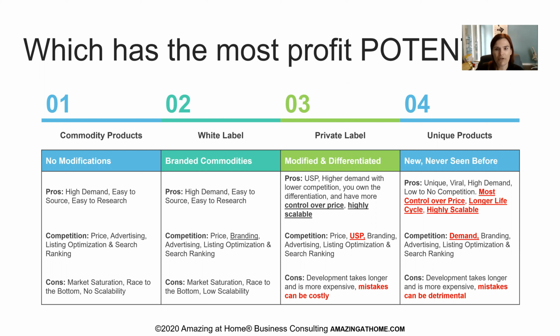So really, we are only competing with private label and unique products on the demand and the unique selling point, versus on white label and commodity products, we're really competing on just trying to make our brand look better than another brand with basically the exact same product, or how many reviews and what price we can sell our product at. But we also have some huge cons when it comes to private label and unique products.